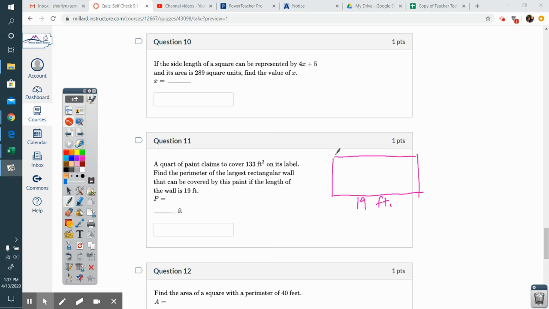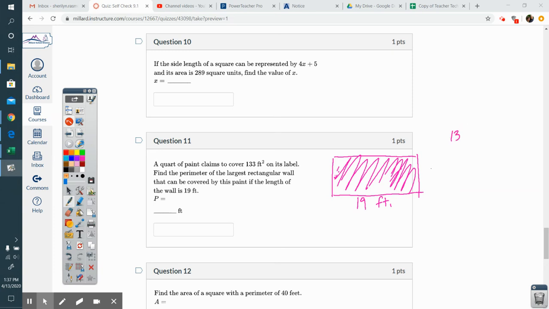It says a quart of paint covers the wall. So that means if a paint will cover the inside because you're painting, that's area. Okay. Find the perimeter that could be covered if the length is this. So you would take the total area.